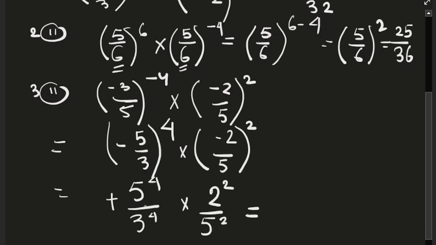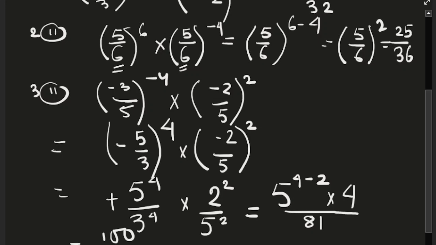See here, 5 to the power 4 is here and 5 to the power 2 is here. So it will become 5 to the power of 4 minus 2. When we are dividing, the powers will be subtracted. Multiply by 2 to the power 2, which is 4, divided by 3 to the power of 4, which is 81. So the answer will be 5 squared, that means 25. 25 multiplied by 4 is 100, divided by 81.